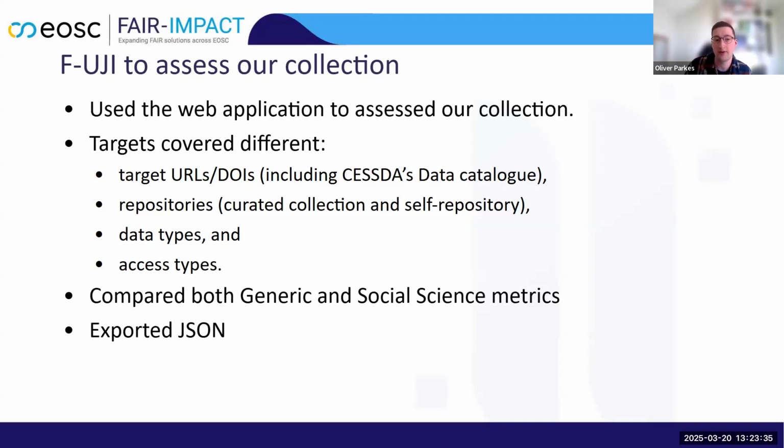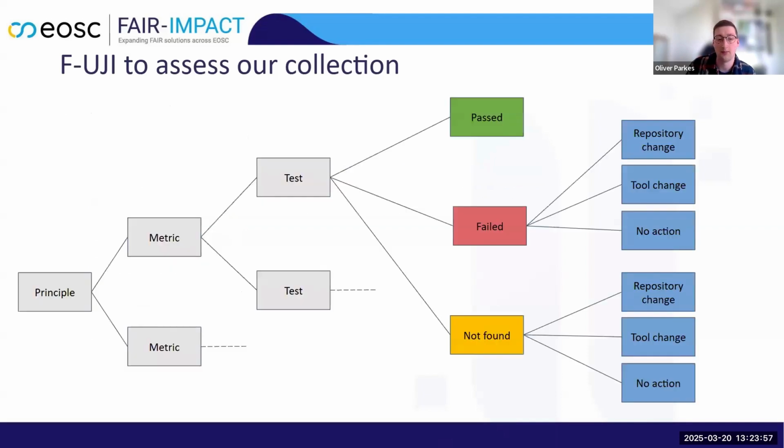We exported our results as a JSON. We found this was helpful when comparing results from our sample, and it meant that we didn't have to rerun tests for the same object if we needed to know more or perhaps missed something. It also means in the future as well, we can compare our results against different versions of the tool and/or metrics. So go to the next slide.